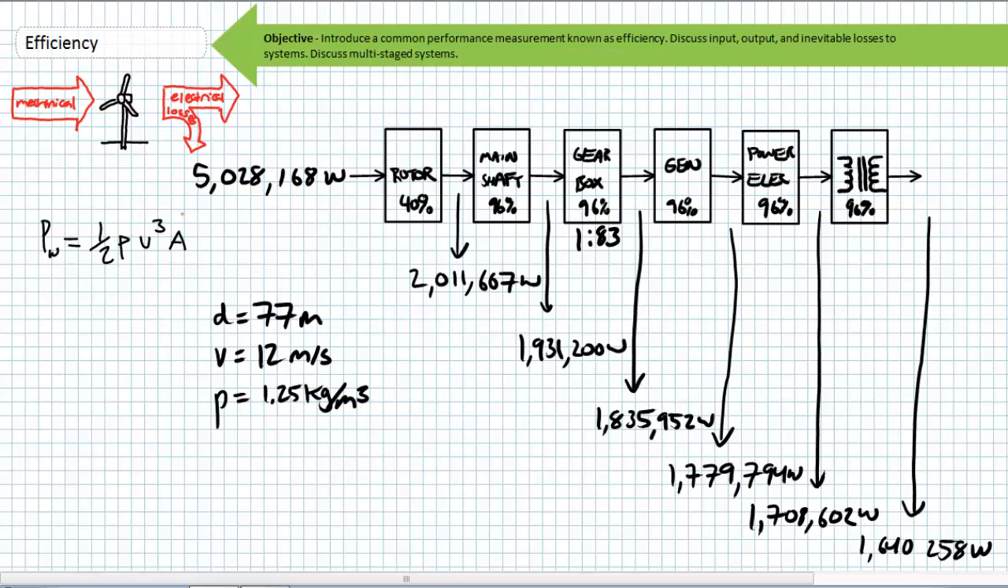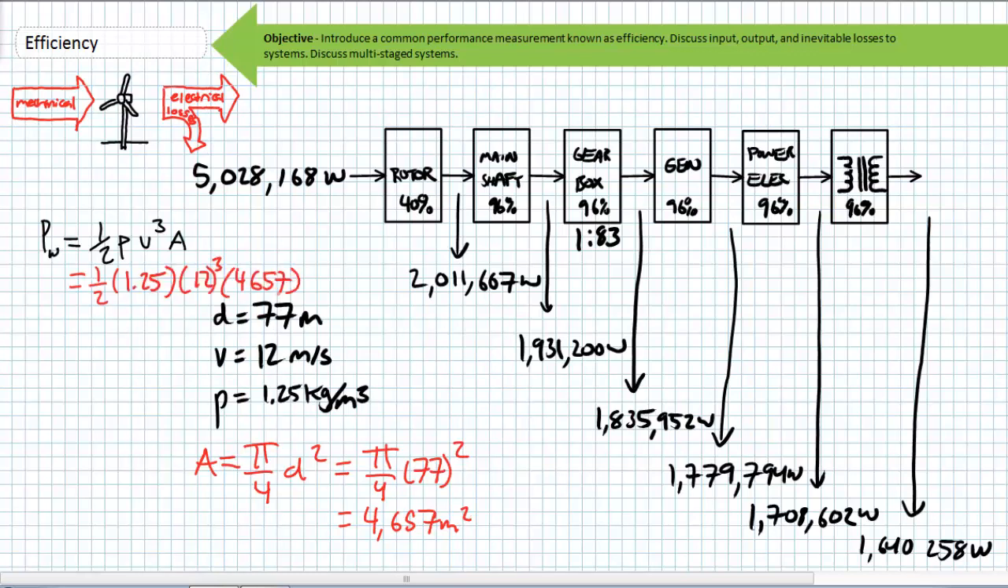Given the following conditions, where the air density is 1.25 kilograms per meter cubed, the wind speed is 12 meters per second, and the diameter of our turbine is 77 meters, determine the mechanical power input to our wind turbine. In this case, a diameter of 77 meters means we have an area of pi over 4 d squared, which means we have an area of 4,657 meters squared. The mechanical power in our moving column of wind is just over 5 megawatts of power.